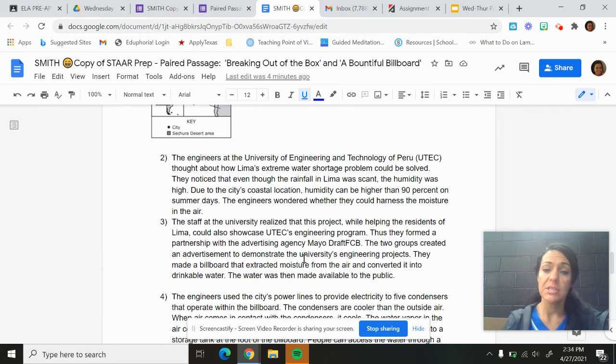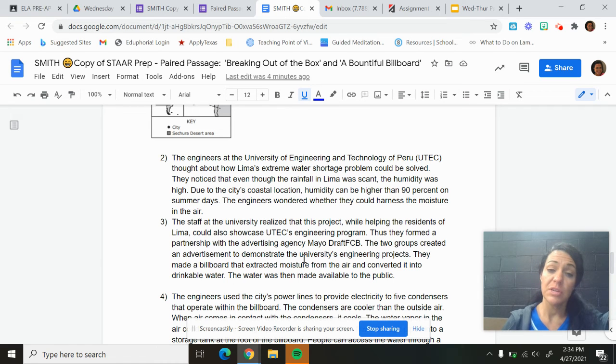The engineers at the University of Engineering and Technology of Peru thought about how Lima's extreme water shortage problem could be solved. They noticed that even though the rainfall in Lima was scant, the humidity was high. Due to the city's coastal location, humidity can be higher than 90% on summer days. The engineers wondered whether they could harness the moisture in the air.